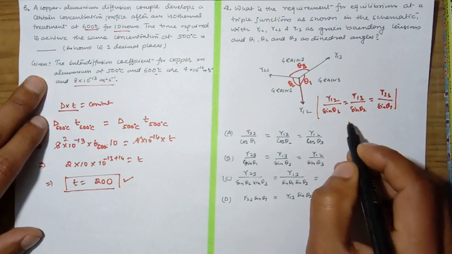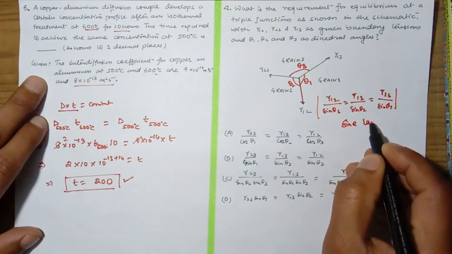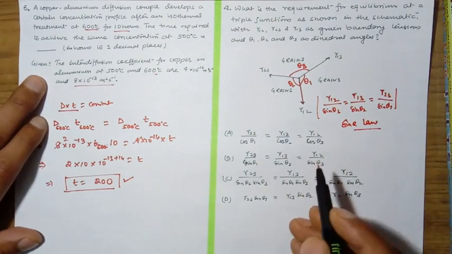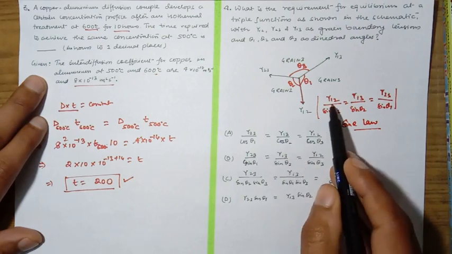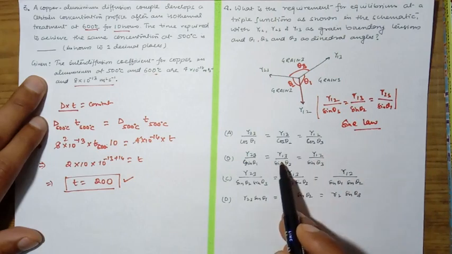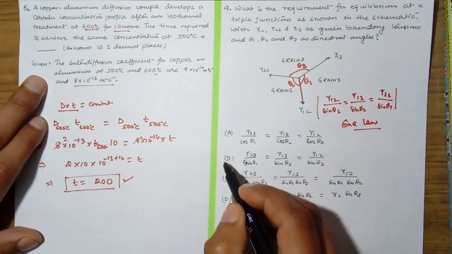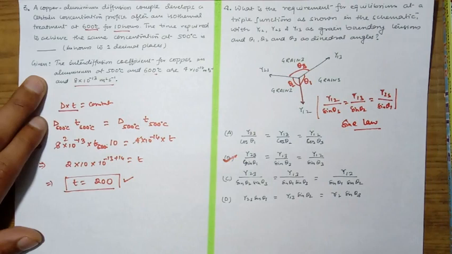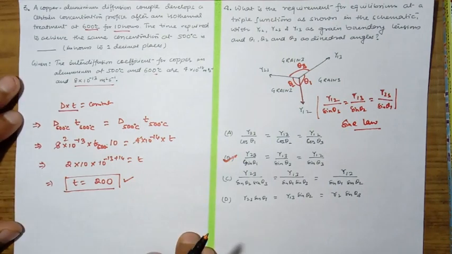This equation is basically called the sine law. So it follows a sine law. So according to the sine law, we can relate here gamma 1 2 by sine theta 3 is equal to gamma 1 3 by sine theta 2, gamma 2 3 by sine theta 1. So option B is correct. Okay, thank you.